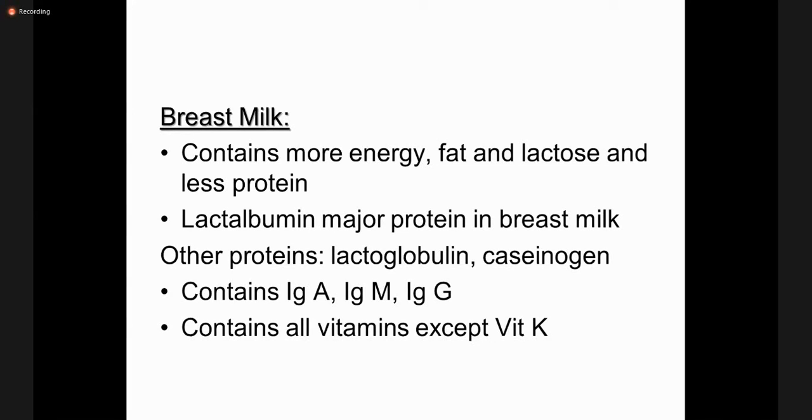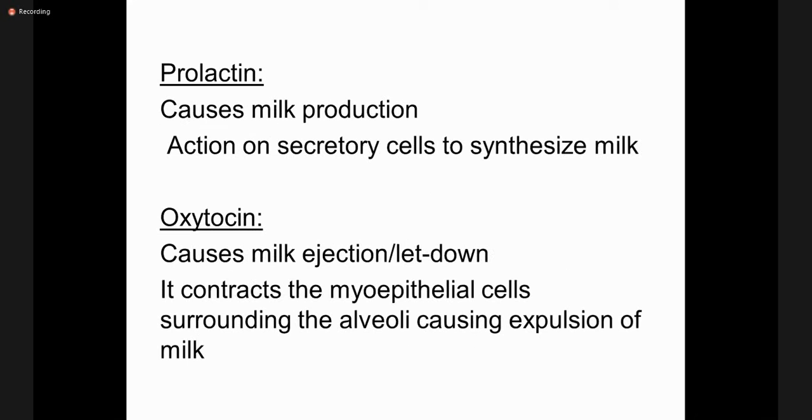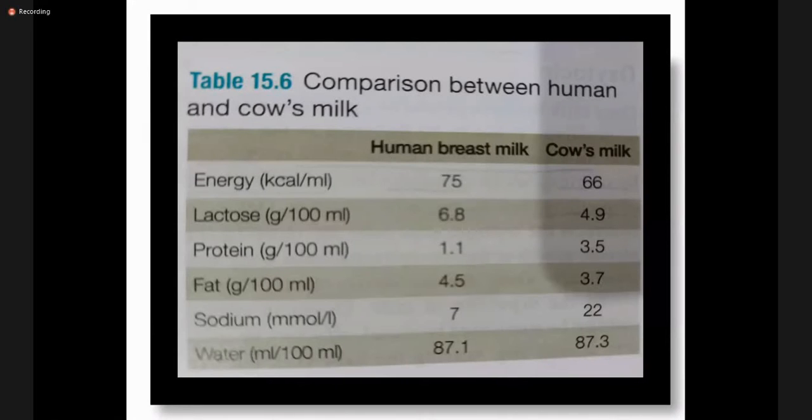So this is the breast milk composition, what it contains. It contains more energy, fat, lactose, and less proteins. Regarding the type of proteins, albumin is the major form, then globulin and caseinogen. The immunoglobulins present in breast milk are IgA, IgM and IgG. All vitamins except vitamin K. This is important.